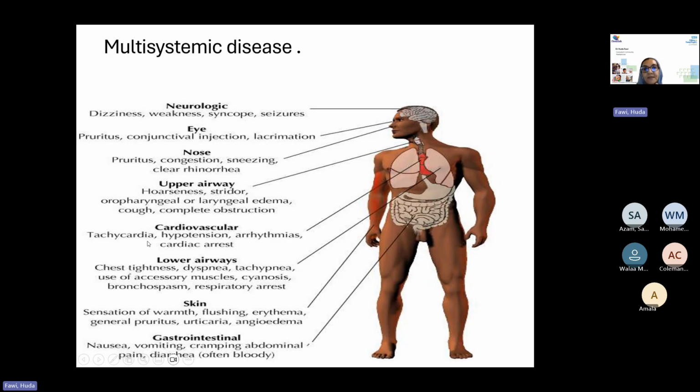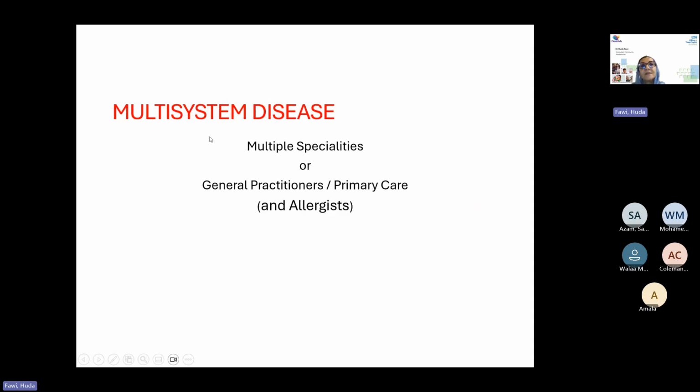Cardiovascular with tachycardia, hypertension, arrhythmias, and cardiac arrest can affect the lower airway. Skin by erythema, flushing, urticaria, and angioedema, which is swelling of the soft tissues. The GIT symptoms, where it presents with nausea, vomiting, cramping, abdominal pain, and diarrhea. And at times the diarrhea can be bloody diarrhea. So it is a multisystemic disease.